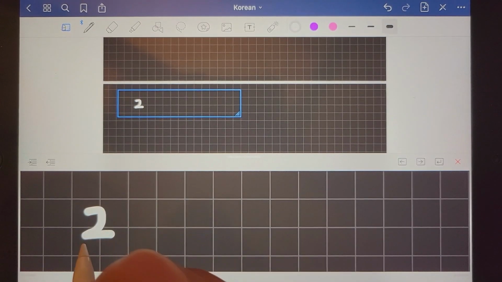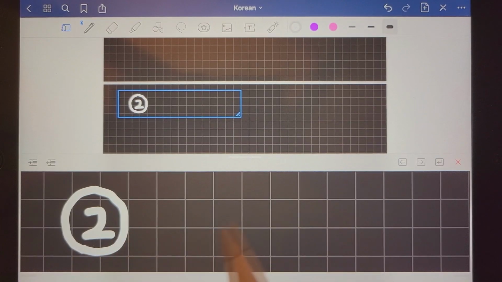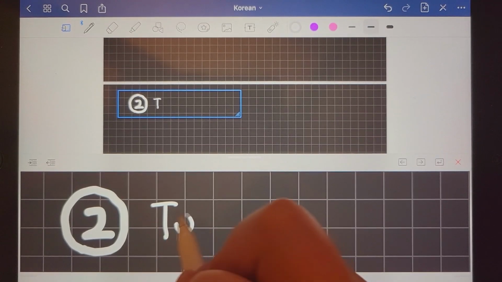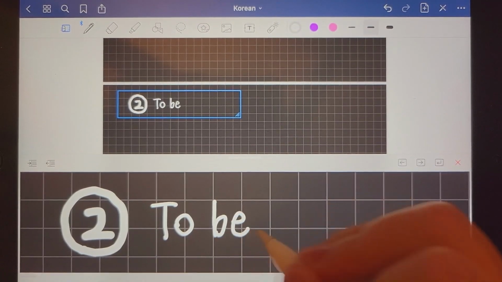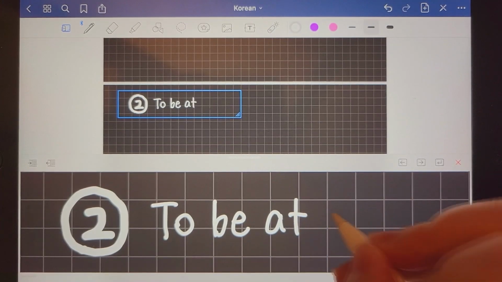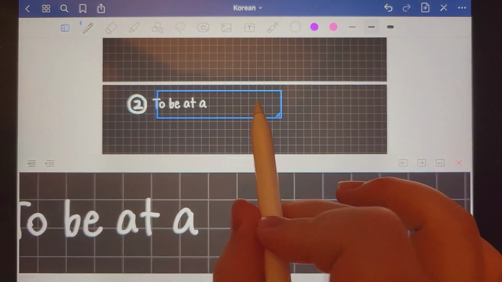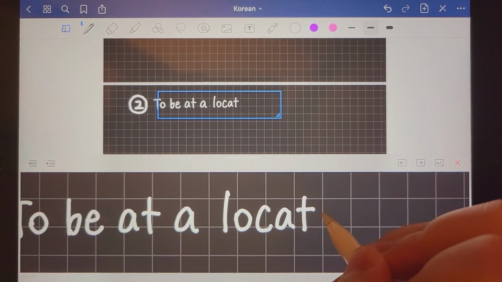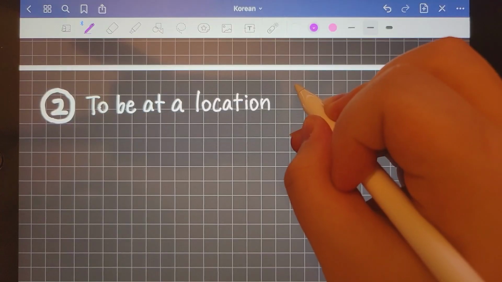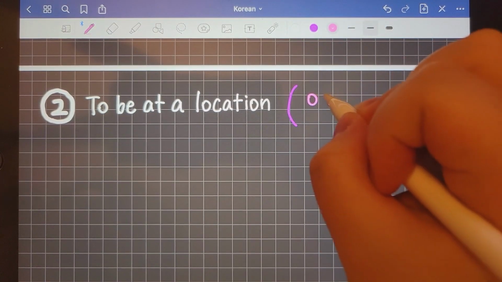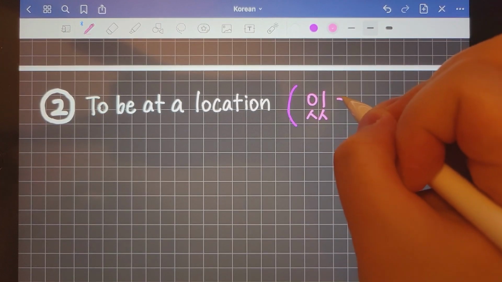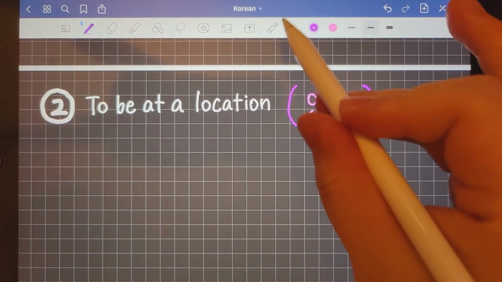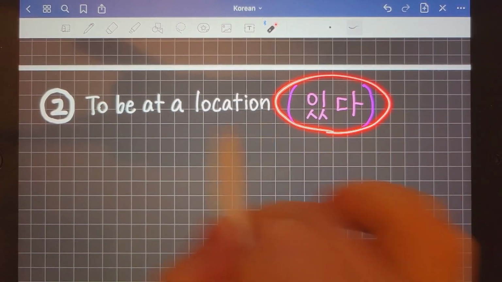Okay, now let's move on to the second meaning of the word ita. And the second meaning is to be at a location. To be at a location. Ita. It's the same exact word, but with a different meaning.